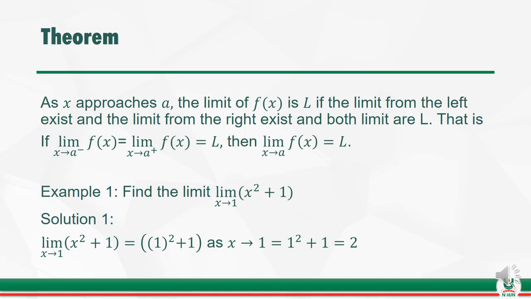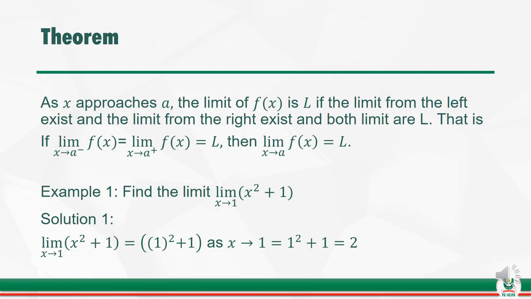The theorem of limits of a function. As x approaches a, the limit of the function f of x is L if the limit from the left exists and the limit from the right also exists. Both must be the same. That is, both must be equal before you can have a limit. The limit from the left and from the right must both give you L before the limit of f of x as x tends to a is equal to L and can exist.